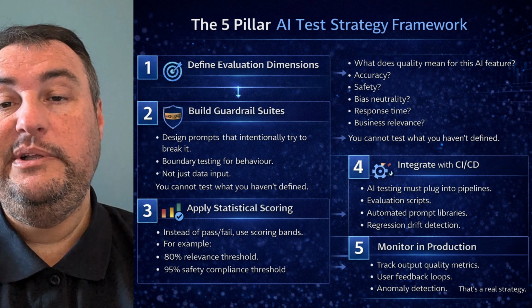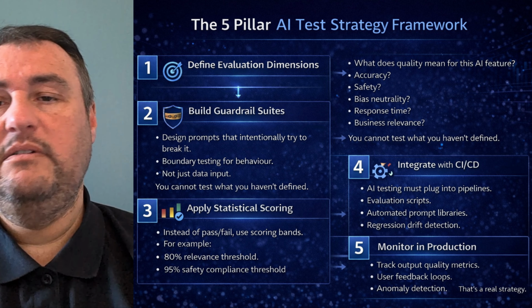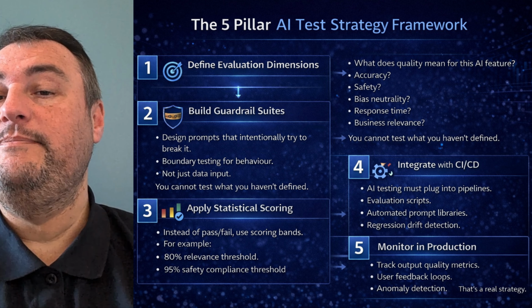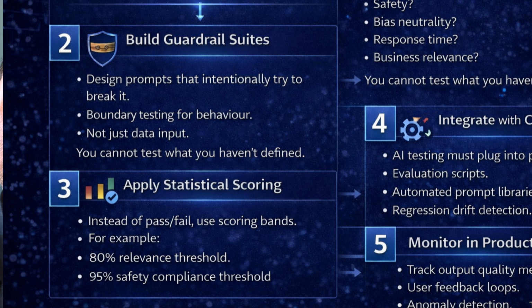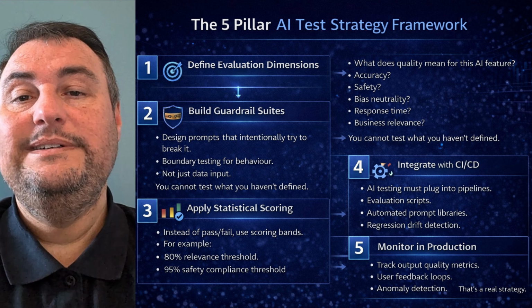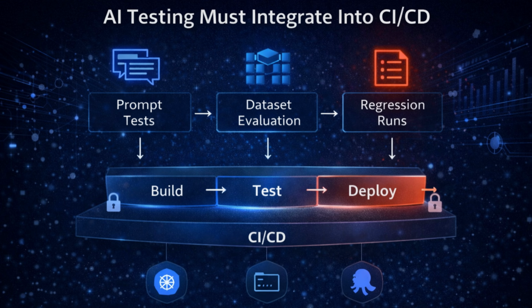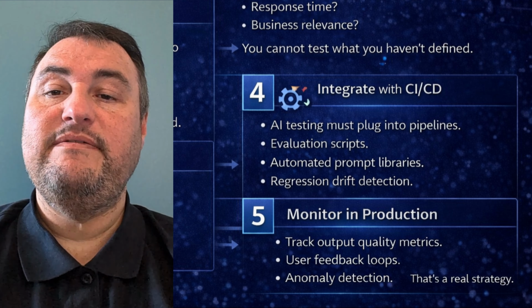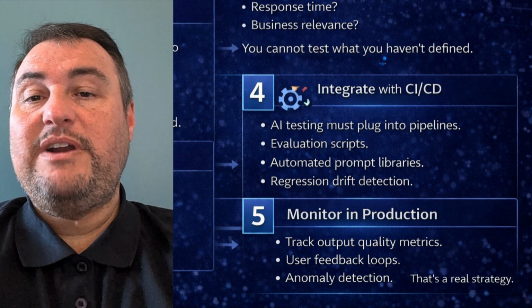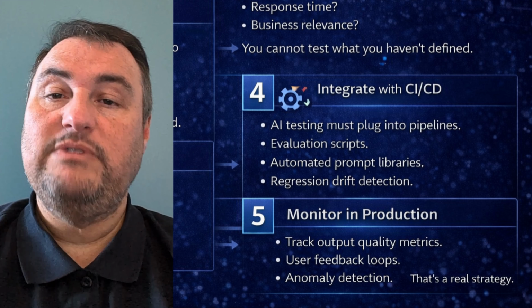So pillar two, build guardrail suites. Design prompts that intentionally try to break it. Boundary testing for behaviour, not just for data input. Pillar three, apply statistical scoring. Instead of pass-fail, use scoring bands, for example, 80% relevance threshold, 95% safety compliance threshold. Pillar four, integrate with CI/CD. AI testing must plug into pipelines, evaluation scripts, automated prompt libraries, regression drift detection. Pillar five, monitor in production. Track outputs and quality metrics. Use feedback loops and anomaly detection. That is a real strategy.